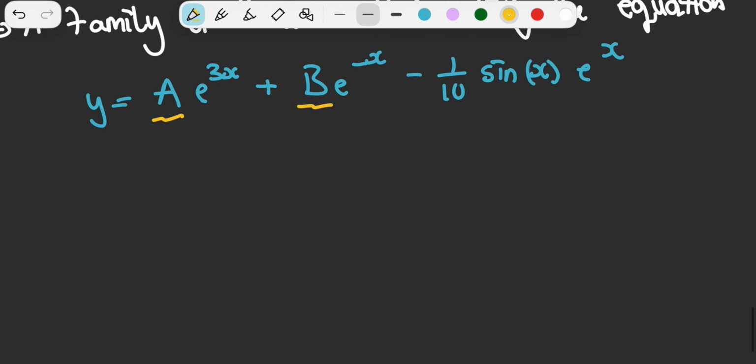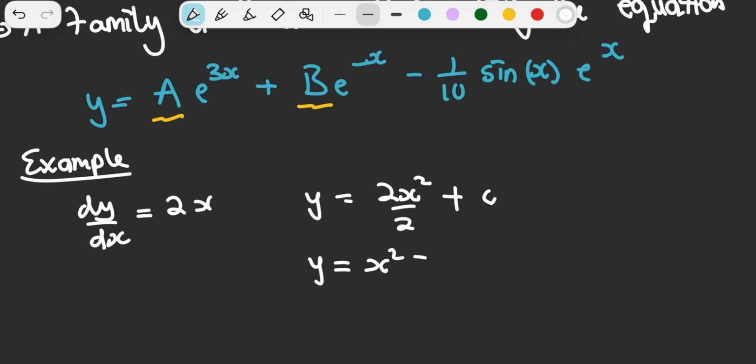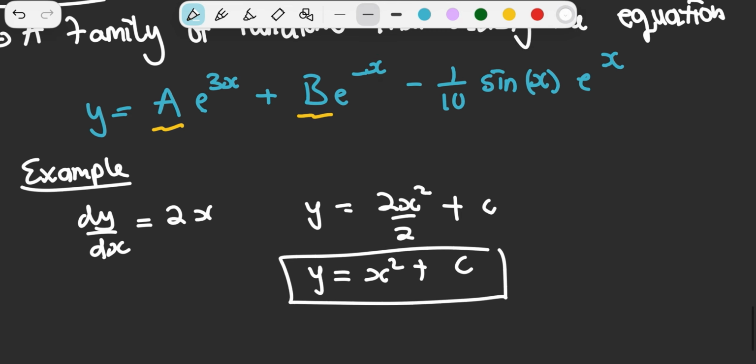An easy example of a solution is if I were to give you a simple ODE saying dy over dx is equal to 2x, for example. You can easily see that, okay, if I were to integrate this, y is equal to 2x squared divided by 2 plus c. y is equal to x squared plus c. So this is what we call a solution, right? It's a family because you can have different values of c. So that's why we call it a family.